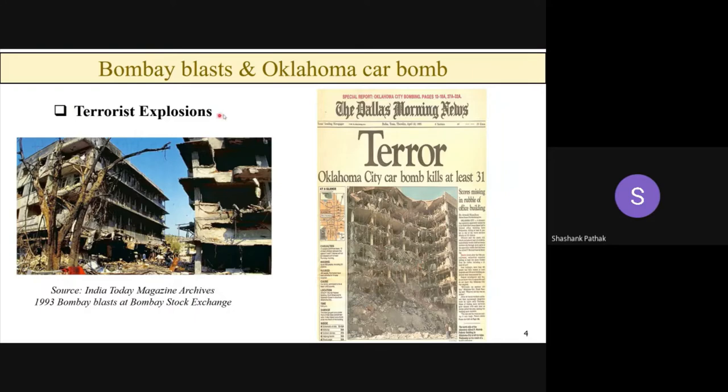So terrorist explosions are planned, and those explosions can sometimes cause even more damage compared to an accidental explosion, because they are very carefully planned, deciding where we will place the bomb so that it can damage the buildings. So for critical structures, we should think about whether we can design them for a certain level of terrorist threat.